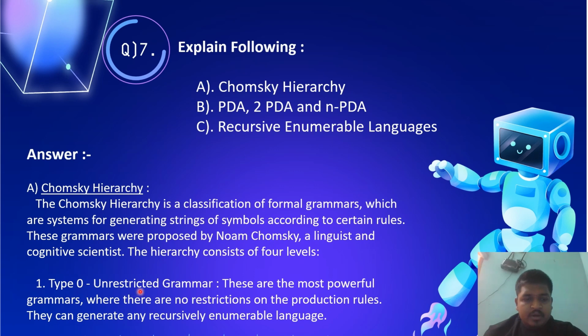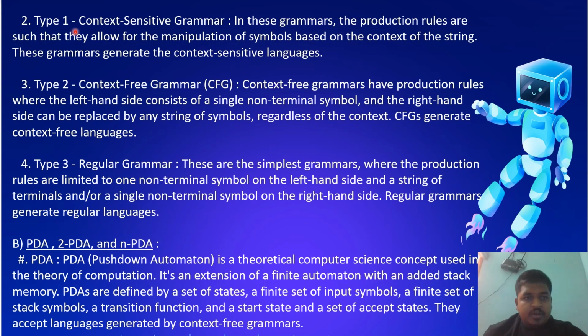Type 0, unrestricted grammar. These are the most powerful grammars, where there are no restrictions on the production rules. They can generate recursively enumerable languages. Type 1, context-sensitive grammar. In this grammar the production rules allow for the manipulation of symbols based on the context of the string. These grammars generate context-sensitive languages.